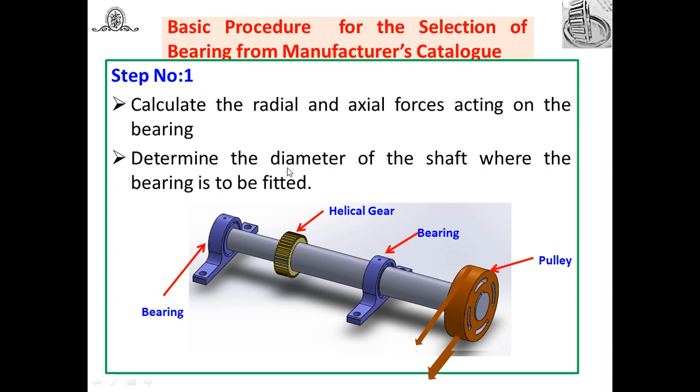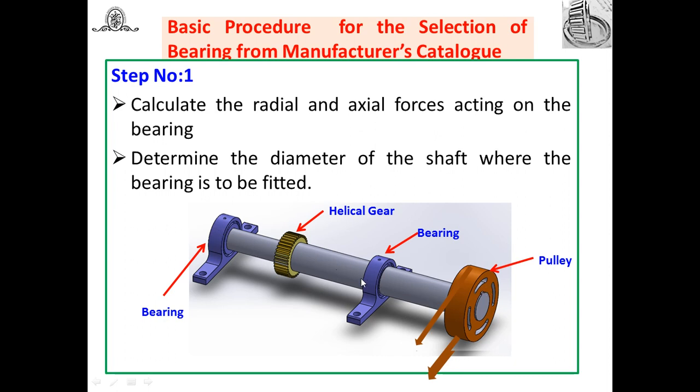Now let us see, as per our objective, how to select the bearing from the manufacturer's catalog. In the first step, what do we have to do? We have to find out the diameter of the shaft. In an earlier topic also, we discussed how to select the ball bearing or deep groove ball bearing from the manufacturer's catalog. In this case, we are going to see how to select the taper roller bearing from the manufacturer's catalog. So first of all, our main objective should be to find out the diameter of the shaft.